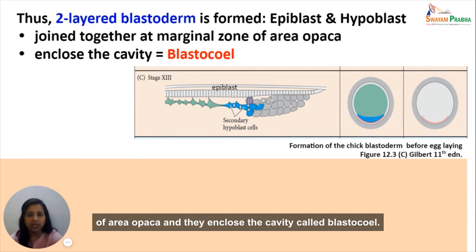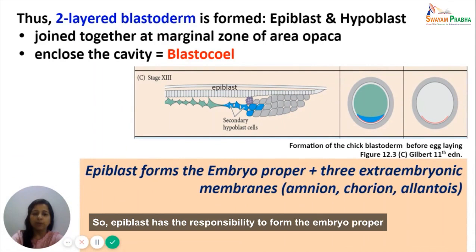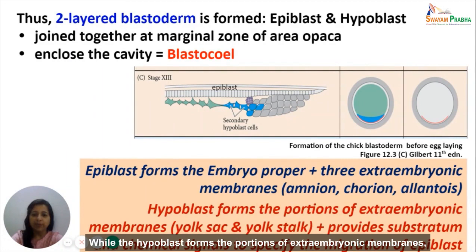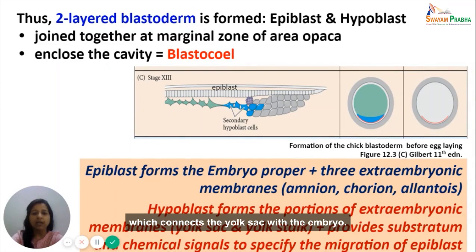So epiblast has the responsibility to form the embryo proper, and the three extra embryonic membranes of amnion, chorion, and allantois for the embryo, while the hypoblast forms portions of extra embryonic membranes, that is the yolk sac, and also the yolk stalk, which connects the yolk sac with the embryo. Hypoblast also provides substratum and some chemical signals to specify the migration of epiblast during gastrulation.